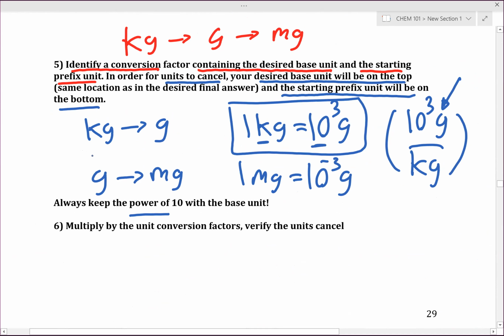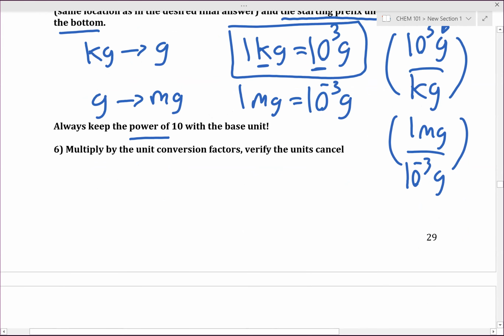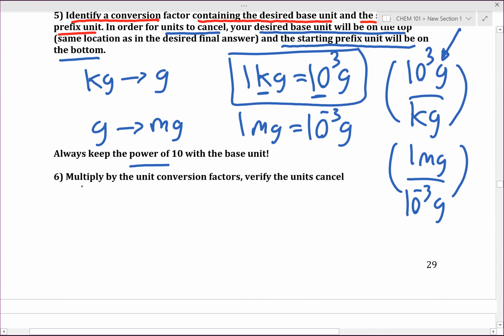Now, looking at this conversion, we're going from grams to milligrams. What units need to be on top? Milligrams, exactly. Because what are we trying to end at? Milligrams, exactly. So 1 milligram goes on top for how many grams? Yep, 10 to the negative third. We're just reading off this equality. Does that make sense? Okay. So the final step, now that we have all of our conversion factors in place, is all we have to do is multiply by the unit conversion factors.